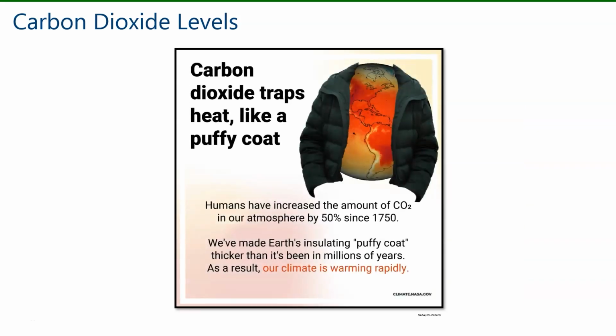Well, this graphic from NASA says carbon dioxide traps heat like a puffy coat. It tells us that humans have increased the amount of carbon dioxide in our atmosphere by 50% since 1750. So why have the carbon dioxide levels been increasing? It's because of human activities, things like burning fossil fuels. And the effect of these carbon dioxide levels? We've made Earth's insulating puffy coat thicker than it's been in millions of years, and as a result, our climate is warming rapidly.